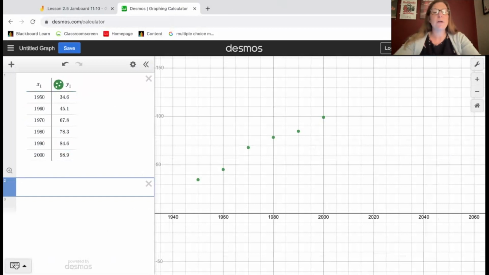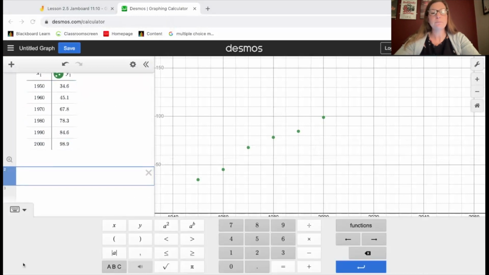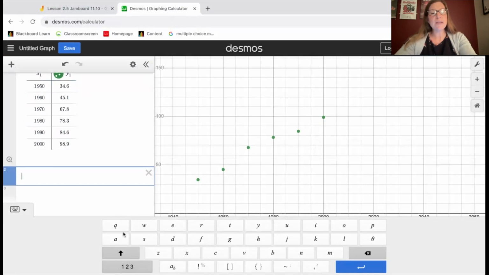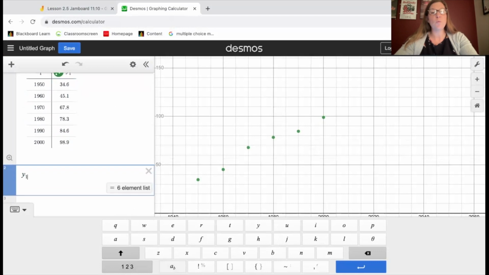So I need to utilize my little keypad down in the bottom left to help me. I'm also going to need to click the little ABC button so that I can get the sub value. So I'm going to start off by typing y and then looking for that little a sub b, which is right next to 1, 2, 3. So I can put the little 1 value.